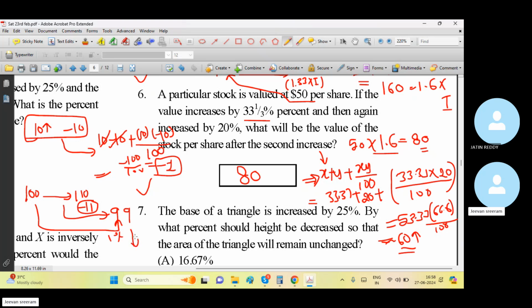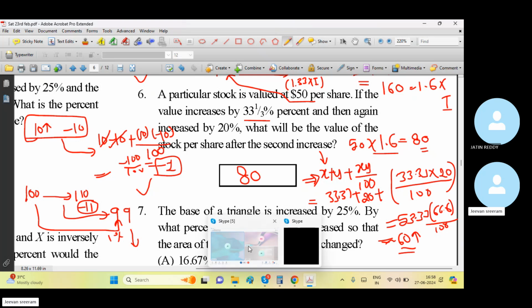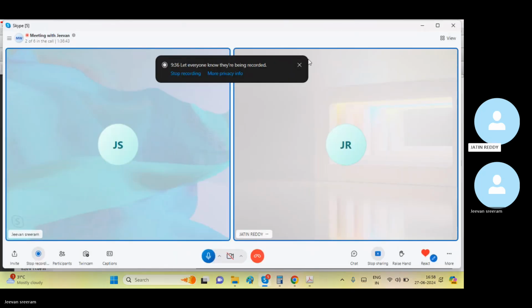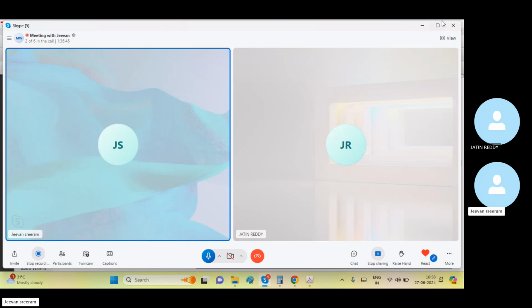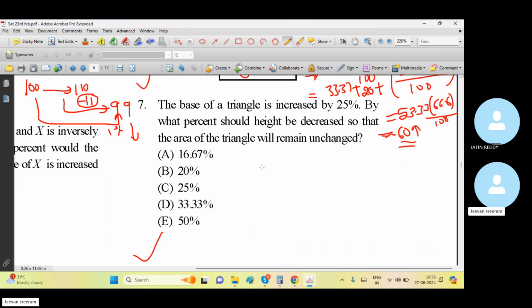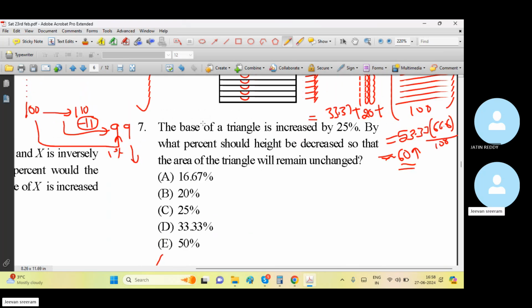Mars, are you able to follow the things? He left the meeting, sir. Oh, when has he left? Like some 3-4 minutes ago. Oh, I'll just ping him. No issues. Oh, let's move on to 7th one, buddies. Yes, sir.